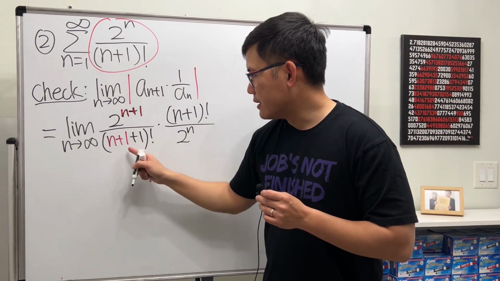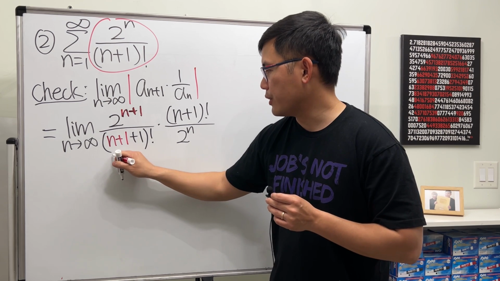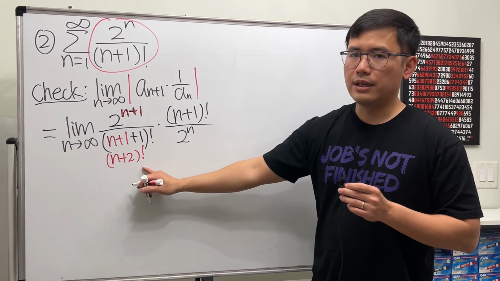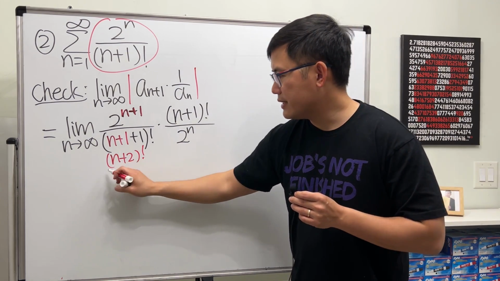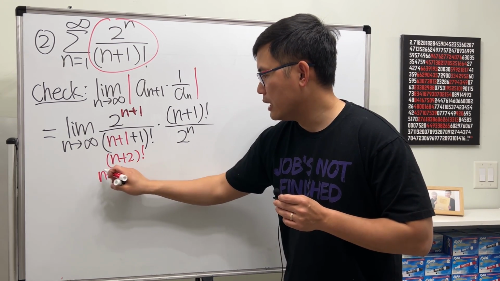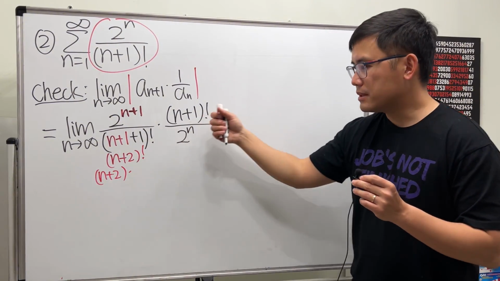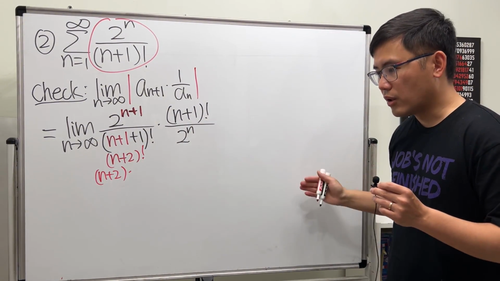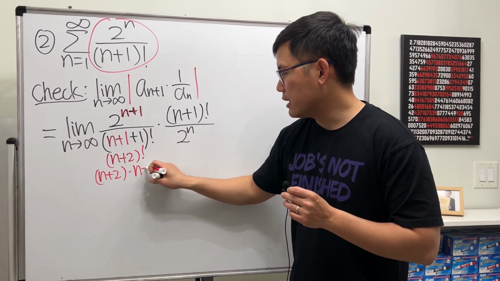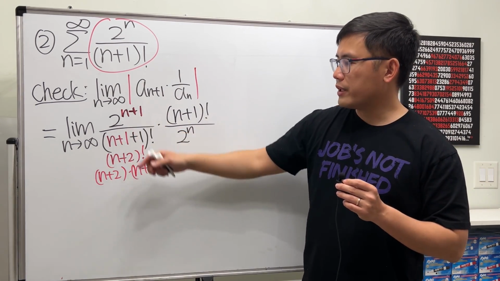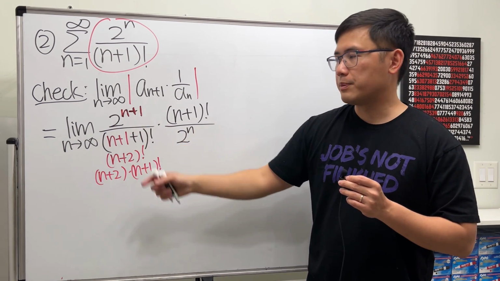So this right here is really just n plus 2 factorial. And now how do we break this apart? Well, we can write this down as n plus 2, and then times the next term, which is n plus 1, and then times the next term, which is n, and so on, which we can say is n plus 1 factorial. Always try to break down the bigger factorial and also the bigger exponent.